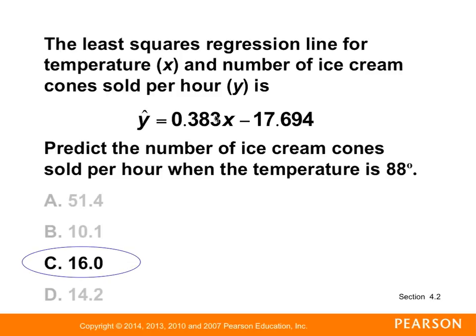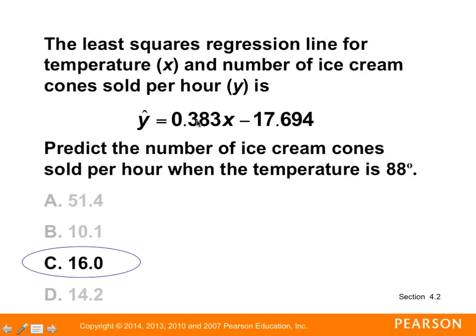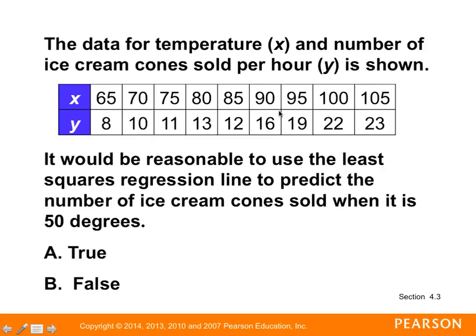So let me grab my calculator. I'm going to plug 50 in. So I have 50 times 0.383, and then I subtract the 17.694. Let's see, I got 1.456. That's fairly small. So 50 degrees might not be so reasonable, because it's fairly far from our original value of x, which was 65. That one is a little hard to predict. Definitely you wouldn't want to do anything that would be 40 or 30 degrees because that is quite far. And what's actually going to happen when you predict them is you'll probably get some negative values here, which is not going to make any sense because you can't sell a negative number of ice cream cones.